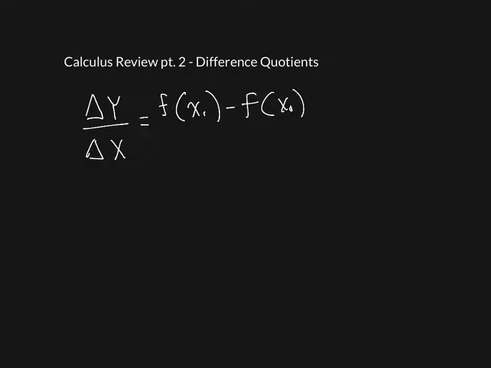So today we're going to review a concept from high school algebra, or perhaps your first calculus class, called difference quotients. The basic formula for the difference quotient, before I explain what it is, is as follows. Delta y divided by delta x is equal to f of x1 minus f of x sub 0, divided by delta x, where delta x is defined as x1 minus x0.